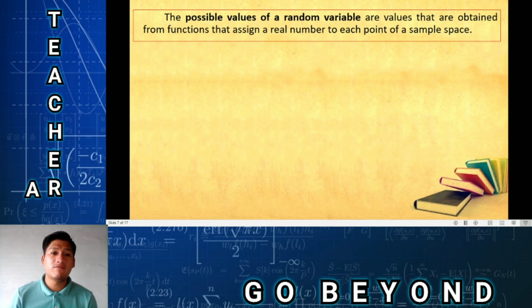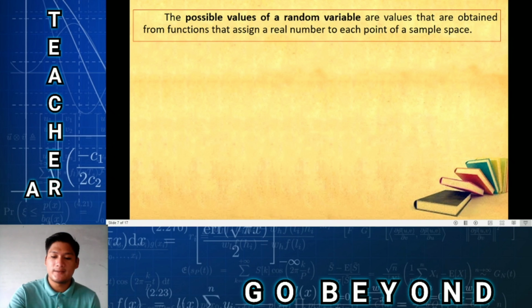Okay, the possible values of a random variable are values that are obtained from functions that assign a real number to each point of a sample space. Alright, that's quite confusing. Again, in mathematics, definition is not that appreciated because we can appreciate the concepts and topics through an example. No worries, I will give you the example for you to understand the possible values of a random variable.